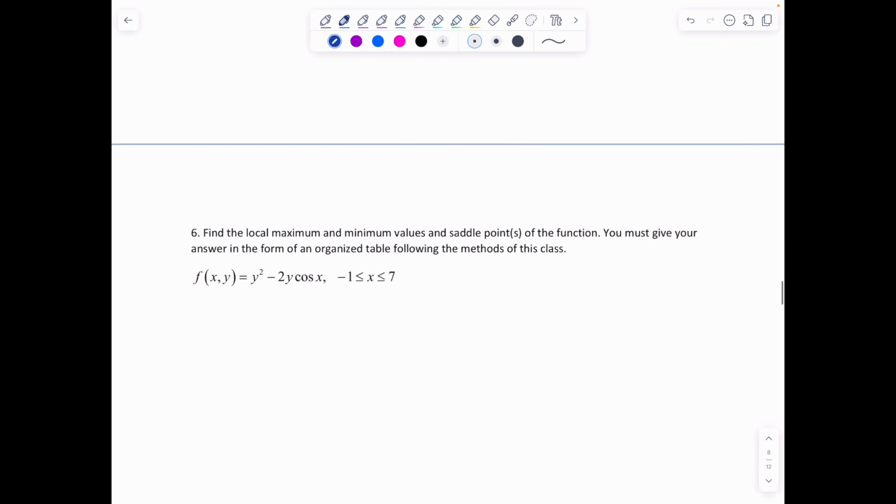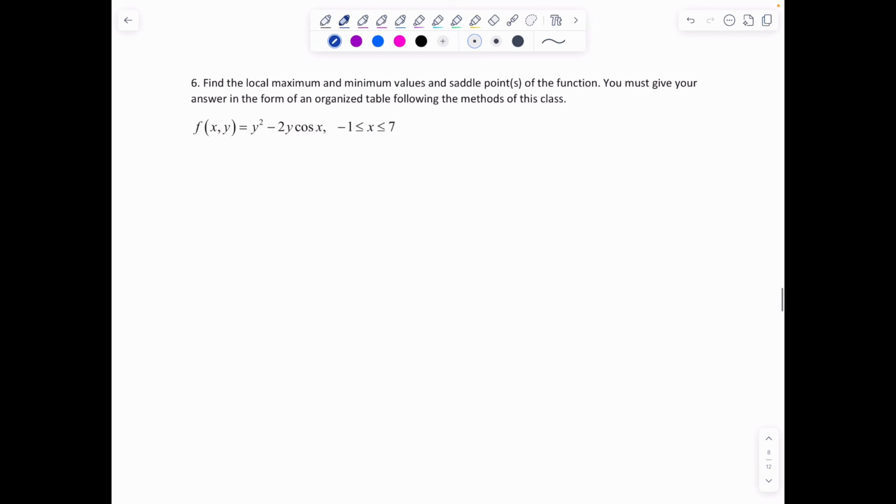Next problem, find the local max and min values and saddle points of the function. You must give your answer in the form of an organized table following the methods of this class. So we have to apply the D test when finding local extrema. So I need to first collect all of the critical points for my function. That happens when both partial derivatives with respect to x and y equal 0. So the partial with respect to x is 2y sine x. I'm going to set that equal to 0.